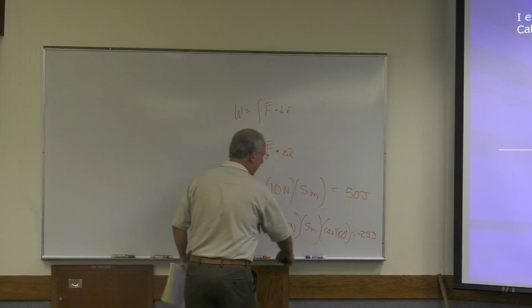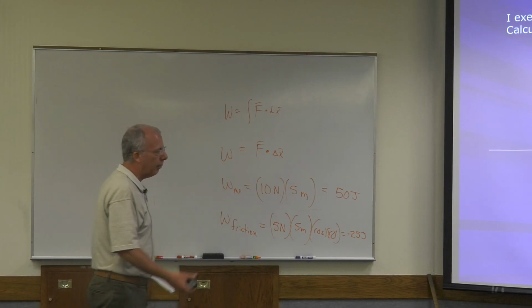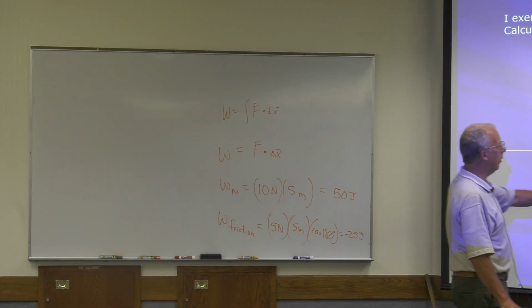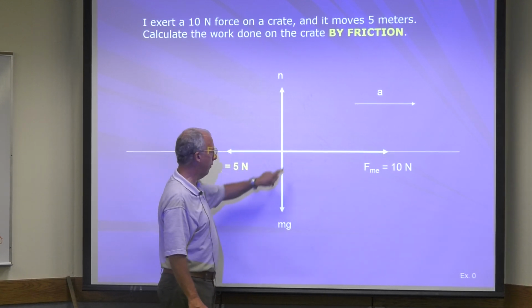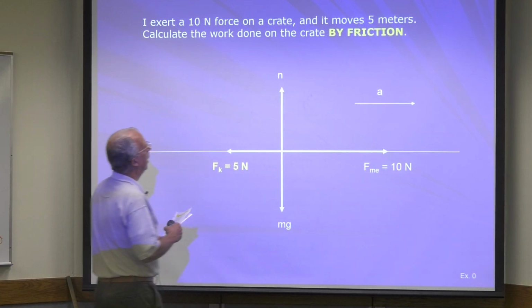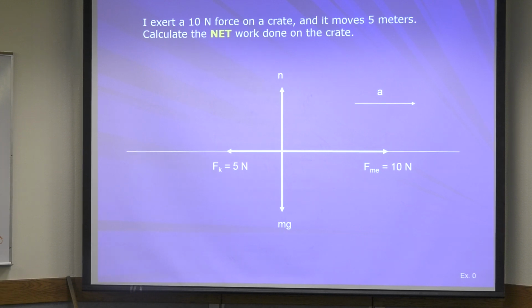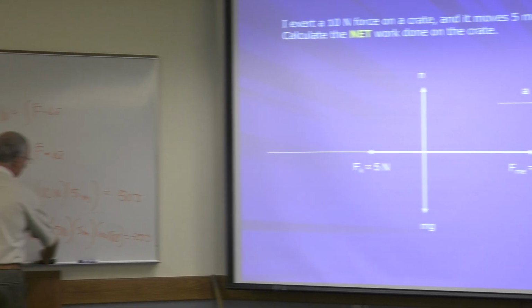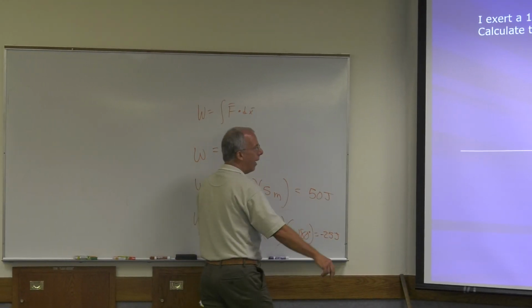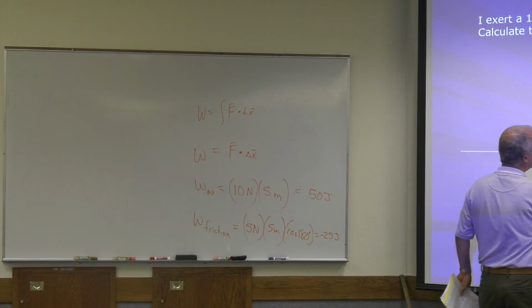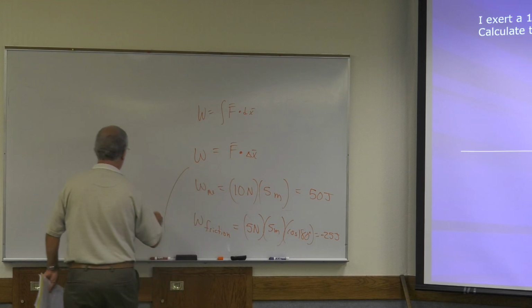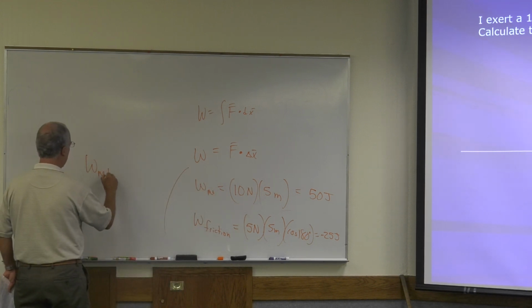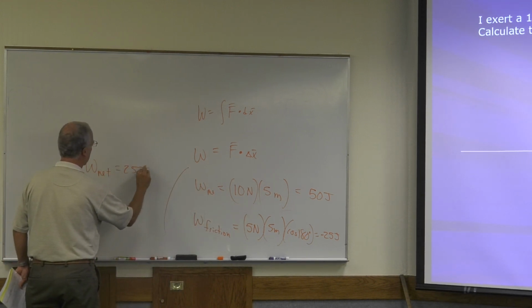All righty. Okay, any other forces that we care about? What's the work done by the normal force? 0, right, because 90 degrees. What's the work done by gravity? 0, because it's 90 degrees. So what's the total work? Well, it's 50 minus 25, 0 and 0, right? So the net work is just 25 joules.